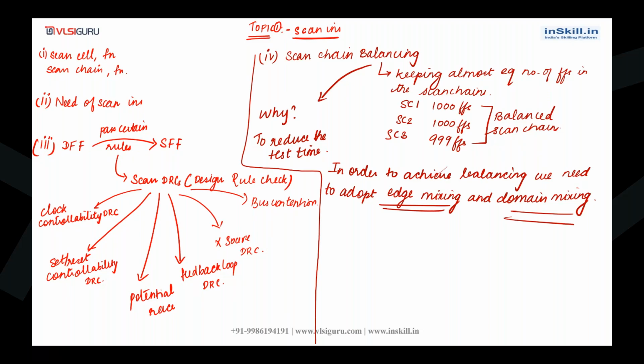In scan chains 1 and 2 you're having 1000 flops, scan chain 3 you're having 999 flops. In this case your scan chains are balanced because you have almost equal number of flops. We go for balancing in order to reduce the test time. To achieve balancing, you need to adopt techniques called edge mixing and domain mixing. What is the edge mixing technique? What is the domain mixing technique? And how do they give balanced scan chains? We will discuss all those things when we do the scan chain balancing topic.